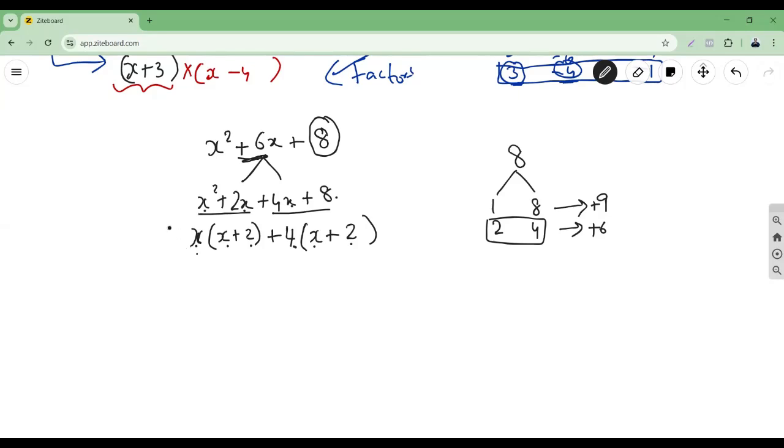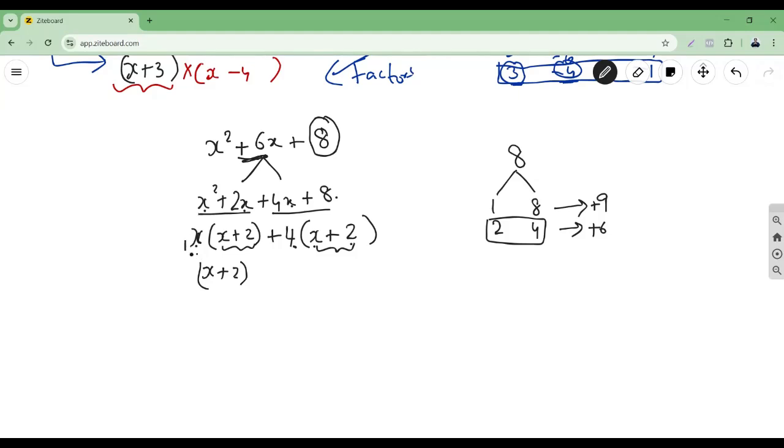This is a way I'm going to check whether I've done this properly. When I multiply this and this, I should get the above one back. That is one way of checking. One more way of checking is, if you have done the factorization properly, you should get something common out of this whole process. So x plus 2 is common in both of these terms.